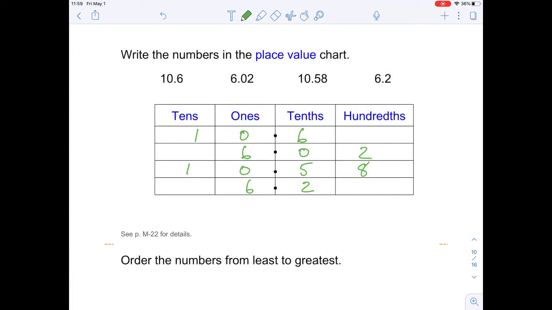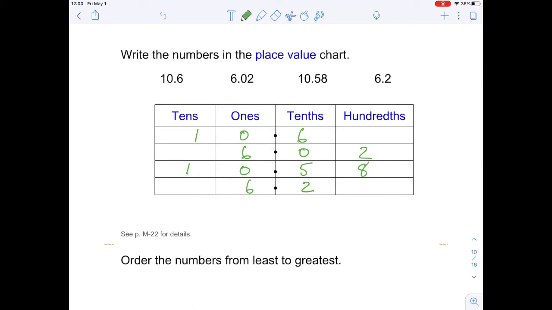So a lot of people would read the first one as so. They would say 10.6, but the correct mathematical way would be 10. The decimal point in math, we always use the word and for, so it's 10 and 6 tenths. This one would be 6 and 2 hundredths. The 2 is in the hundredth spot, that's why we say it that way. And this one here would be 10 and 58 hundredths. And here we have 6 and 2 tenths.